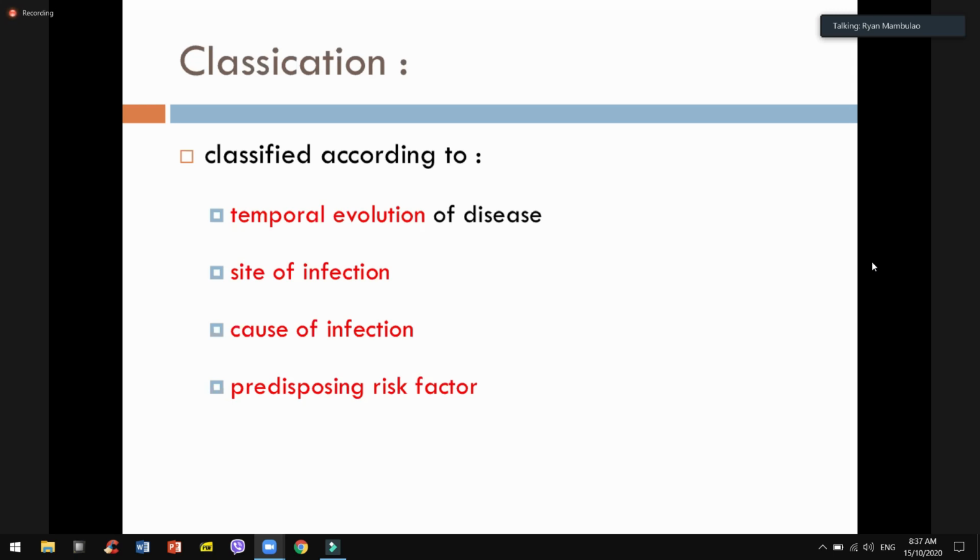So predisposing risk factors, you have to identify that. IV drug user ba? Meron bang congenital defect? Meron bang inserted na intracardiac device, a pacemaker, an implantable cardioverter defibrillator, mga ganon. Or meron ba siyang recent surgery sa heart, let's say mitral valve replacement or aortic valve replacement, kasi it will help you kung nagkaroon siya ng fever, baka infected yung nilagay na valve.